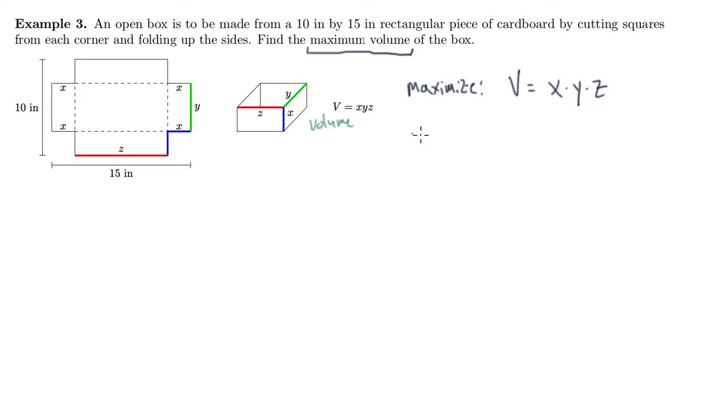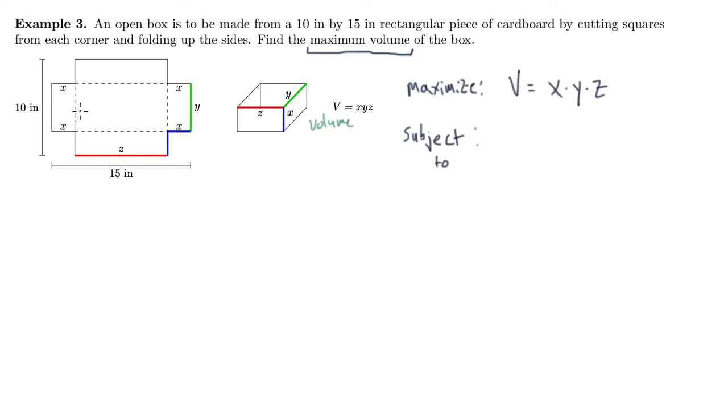So what's our constraint? So again, if I wanted to maximize the volume of a box, why not just make the three dimensions arbitrarily large? Well, of course, I can't make x, y, and z as large as I want because I only have a 10 by 15 inch rectangular piece of cardboard to make the box from. So there's definitely a constraint between x, y, and z.